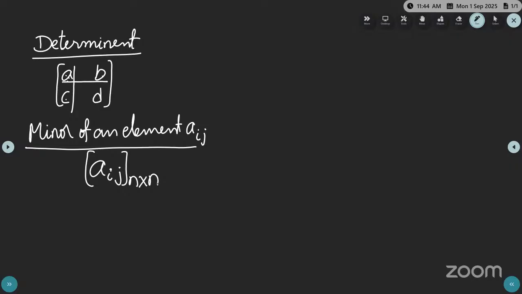Okay. See, this is in the first row and first column. Delete the first row, first column. The remaining element is the minor of A. Is it clear? Minor of B is C, C is B, D is A. Now next, write down the cofactor of an element. Cofactor of an element Aij.